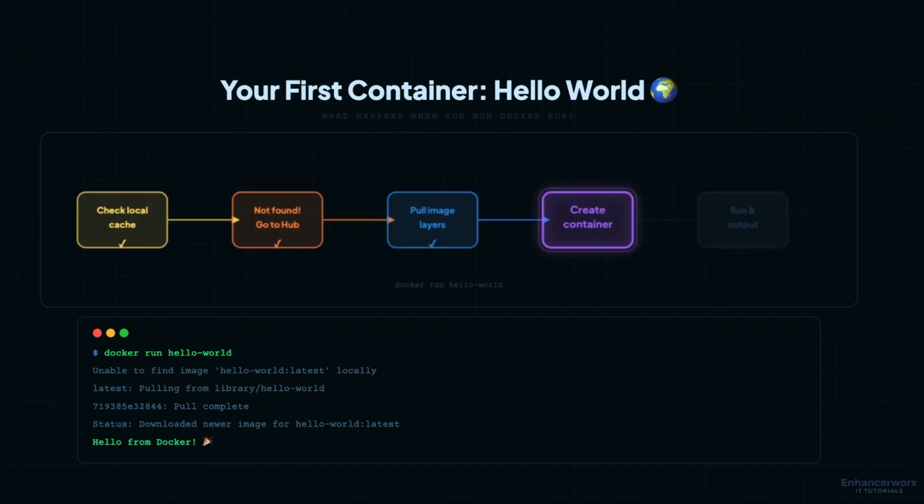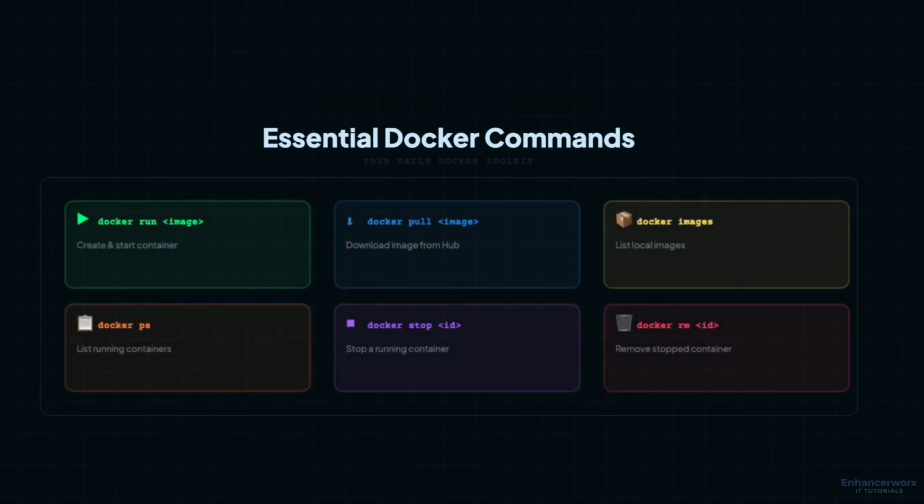Let's look at the most important Docker commands you'll use every day. docker run starts a container from an image. docker pull downloads an image without running it. docker images lists all images on your machine. docker ps shows running containers. docker stop stops a container gracefully. docker rm deletes a stopped container. docker rmi removes an image.